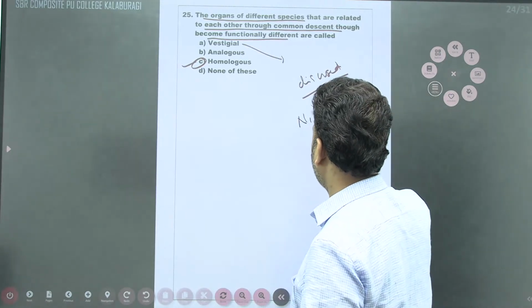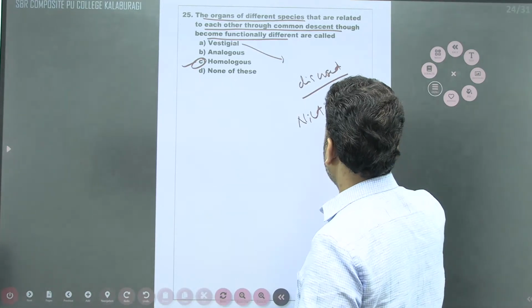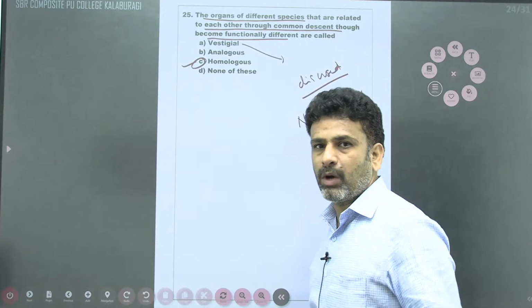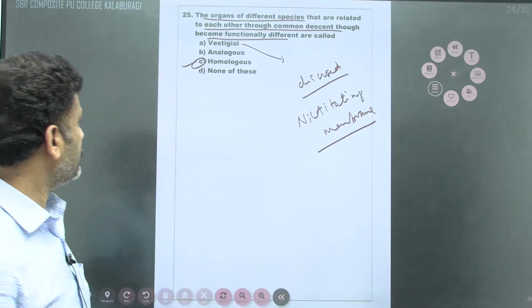These organs include the nictitating membrane. Not only the nictitating membrane, many other structures are there in the human body, more than 180 structures, which are vestigial in their function.